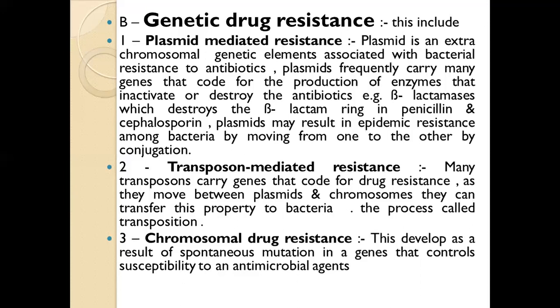والكروموسومال دراج ريزيستنت هي تحدث في الكروموسوم، في الجينات المسؤولة عن المقاومة الموجودة بكروموسوم الخلية أو DNA الخلية، والسبب هنا هو السبونتينوس ميوتيشن، حدوث طفرة في الجينات المسؤولة عن السيطرة على المقاومة للمضادات الحياتية.